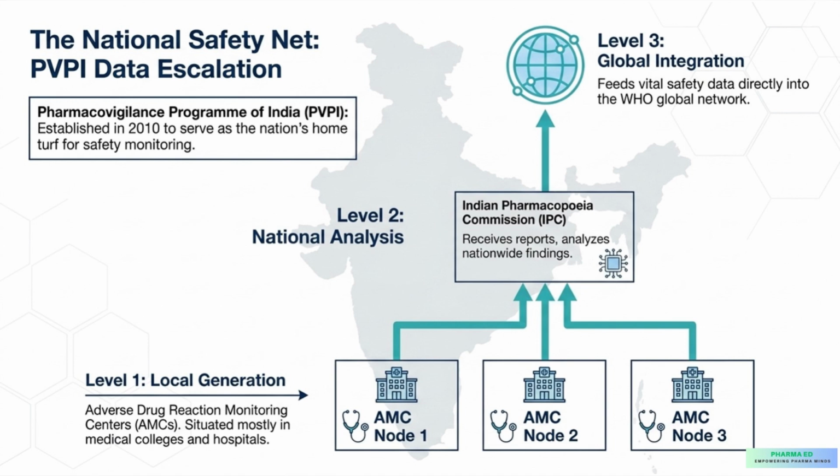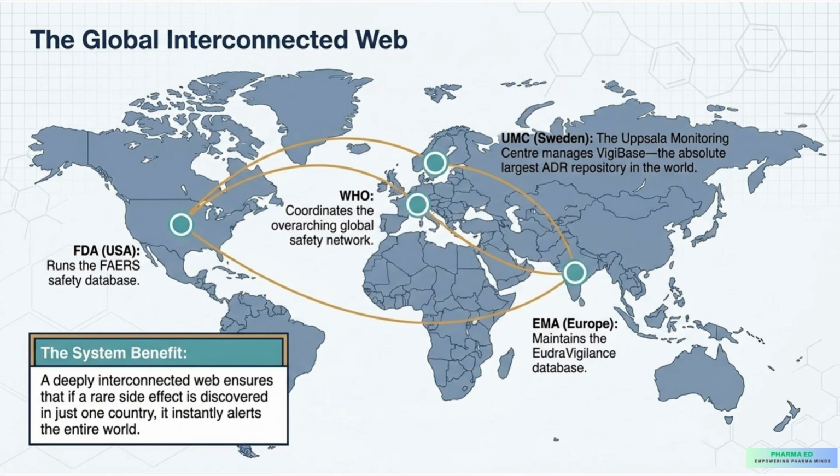It's a fantastic system. Zooming out globally, the WHO coordinates the overarching network, while the Uppsala Monitoring Center, or UMC, in Sweden, manages VigiBase. And VigiBase is literally the absolute largest ADR repository in the world. Meanwhile, the FDA runs the FAERS database in the US, and the EMA maintains EudraVigilance in Europe. This deeply interconnected web ensures that if a rare side effect is discovered in just one country, it instantly alerts the entire world.